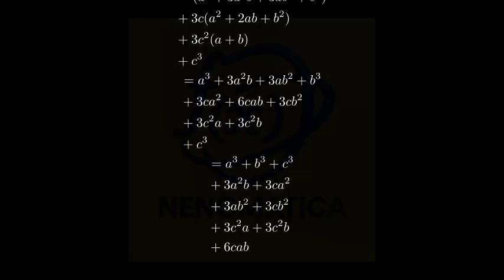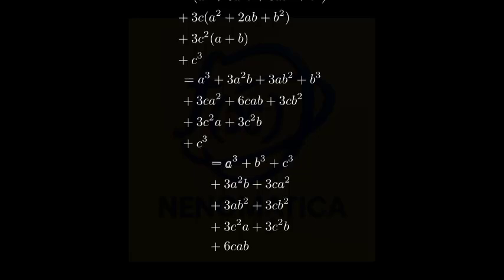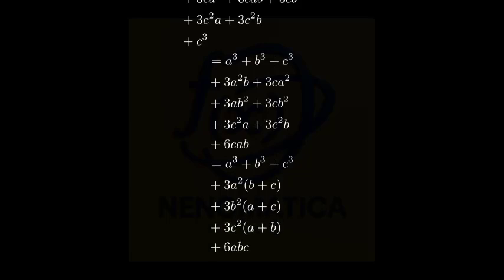Next, we'll factor out common terms from each group. From the second line, we can factor out 3a² to get 3a²(b + c). From the third line, we can factor out 3b² to get 3b²(a + c). From the fourth line, we can factor out 3c² to get 3c²(a + b). The mixed term 6cab can be rewritten as 6abc.